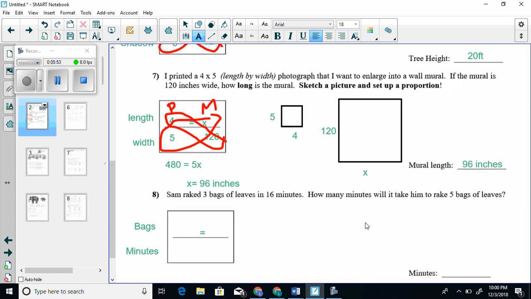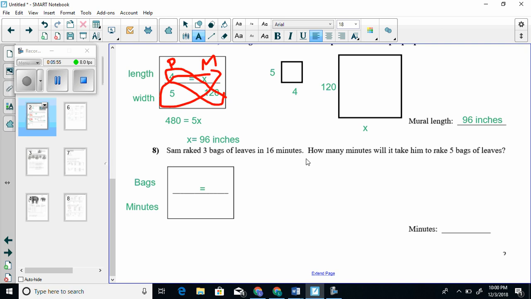My last one here. It says Sam raked 3 bags of leaves in 16 minutes. How many minutes will it take him to rake 5 bags of leaves? Well, I'm comparing bags of leaves to minutes, right? So here, there's not really a differentiation. I just know that for 3 bags, it took him 16 minutes, and I want to know how long it will take him for 5 bags. So once again, for anything I don't know, I give some variable. I'm using x for all of them, but use whatever you want. I have 3x equals 16 times 5, which is 80.